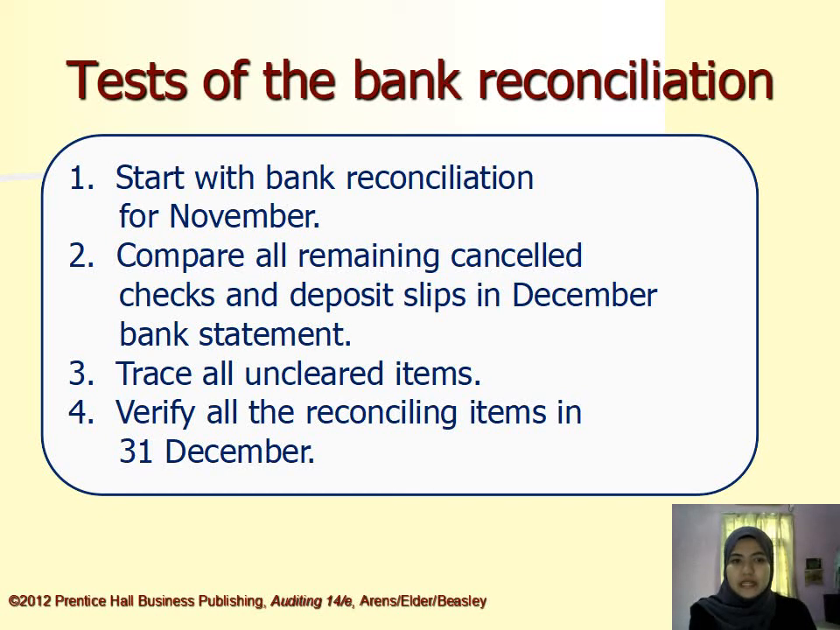After that, they need to trace all uncleared items in the November bank reconciliation to the cash disbursement and receipt journals of the client, and the auditor must make sure that they are included. Last, they need to verify all the reconciling items at 31st December in the bank reconciliation, which means from the November bank reconciliation and the December journal that has not cleared yet.